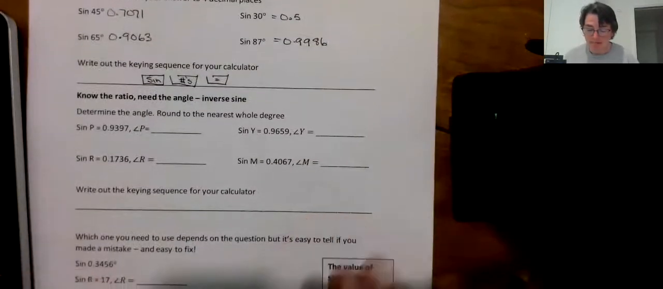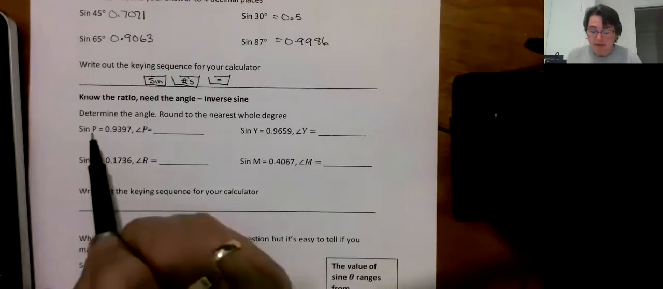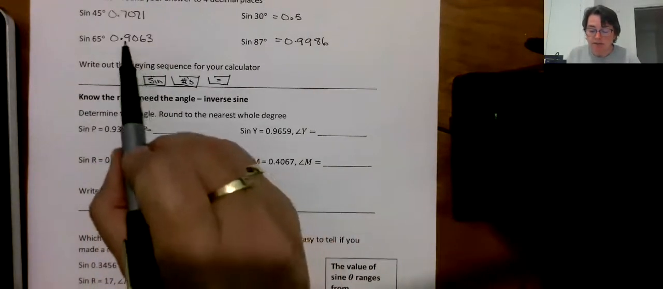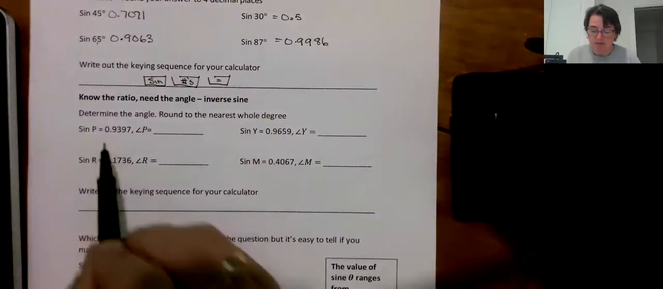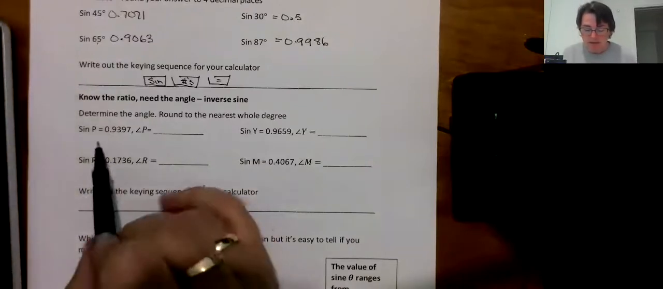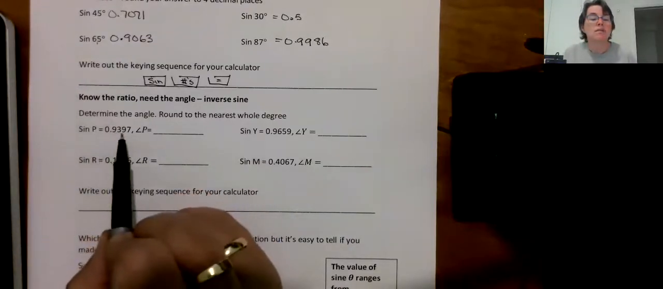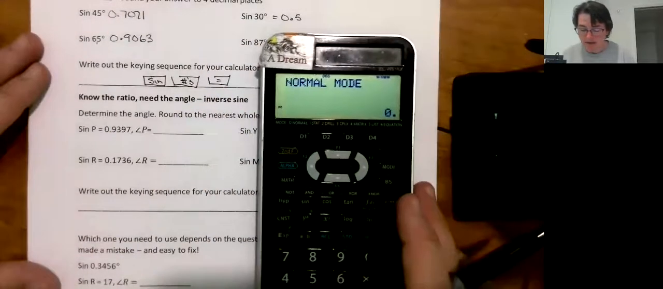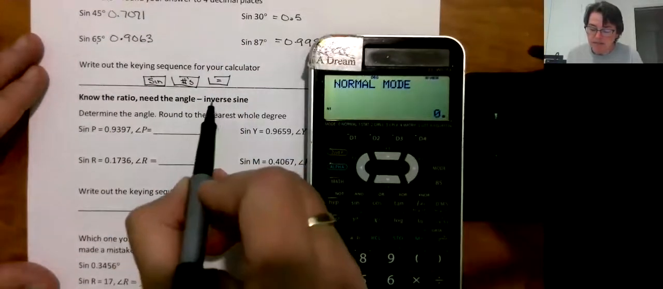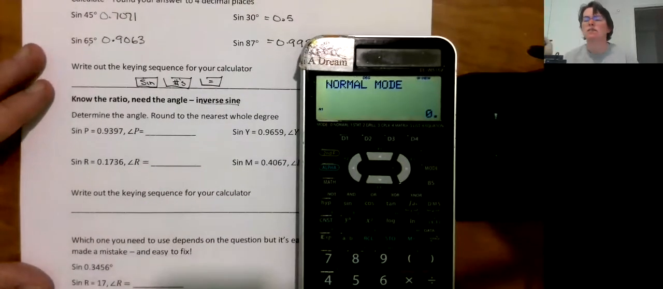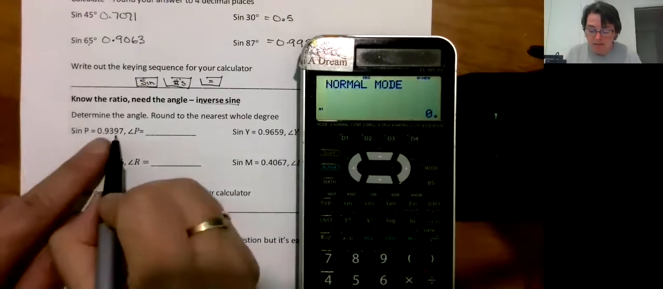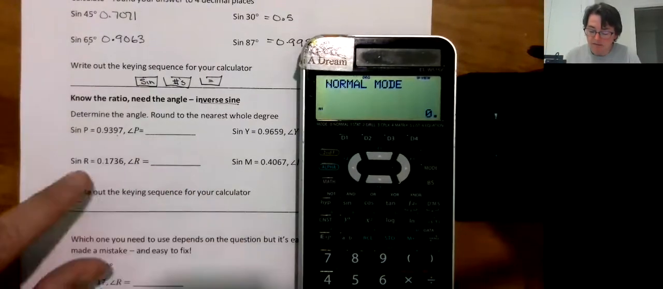All right. Now, sometimes you know the ratio, so you know the decimal part, and you want to work back and get the angle. So for example, sine P is equal to 0.9397. And what we're going to do is use something called inverse sine. It's the opposite, just like addition and subtraction are inverses of one another, multiplication and division, sine and inverse sine are the opposites. So knowing the ratio, you can go back and find the angle.